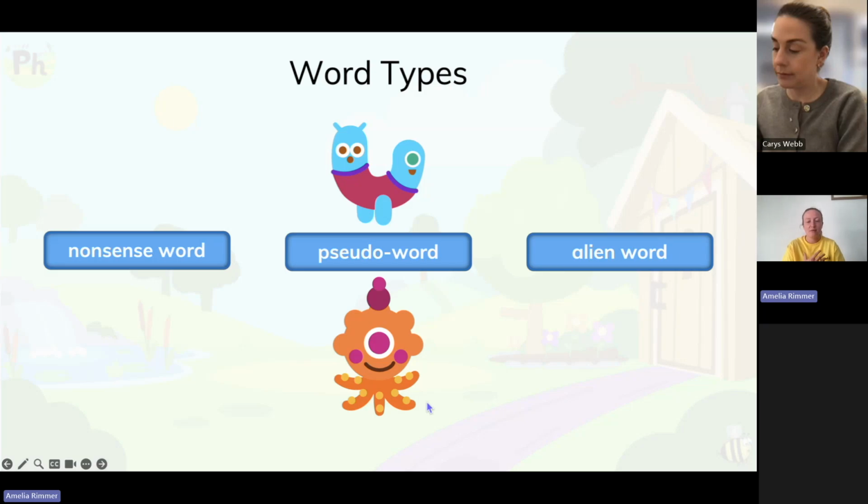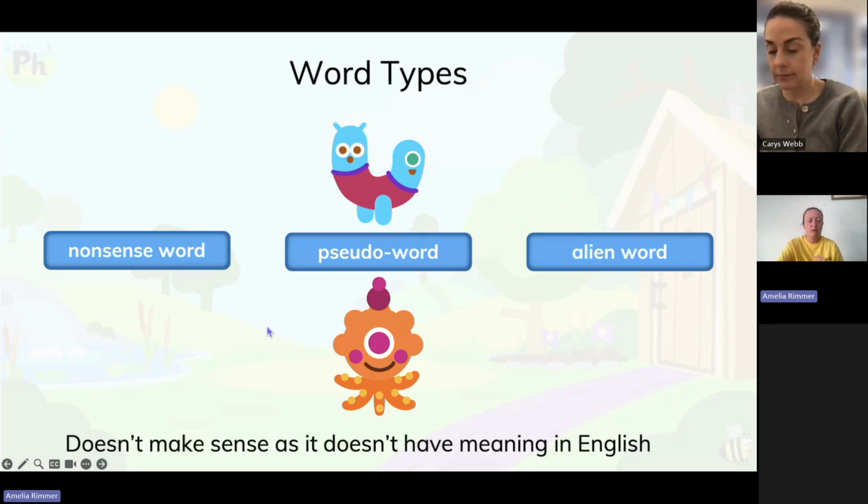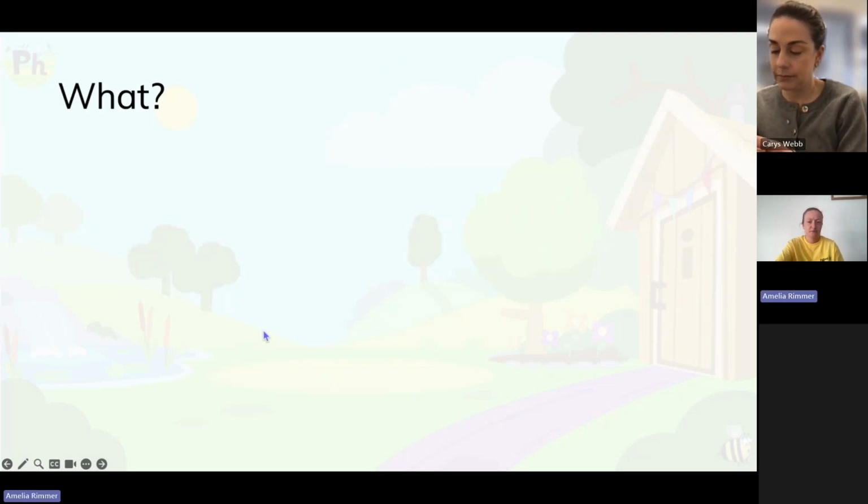So every time a child sees a pseudo word in Phonics Shed or in the Phonics Screening Check, it will have a little alien or monster picture with it so that they know it's not a word they've got to find meaning for. So it's all about a word that doesn't make sense as it doesn't have meaning in English.